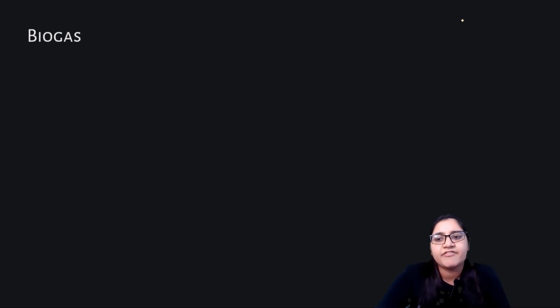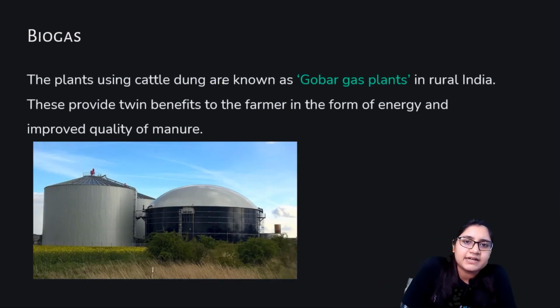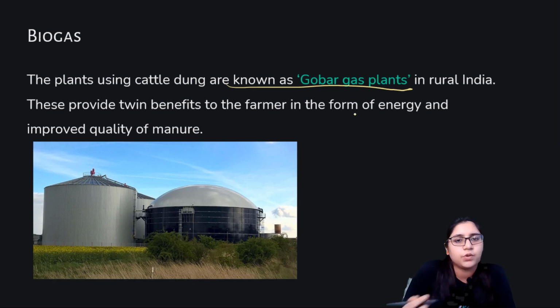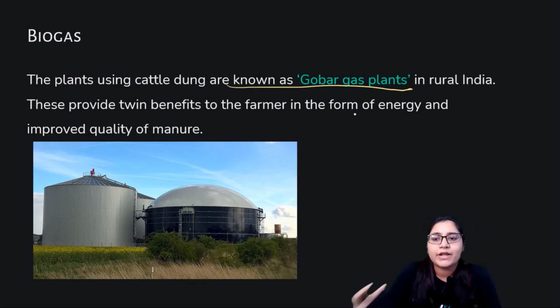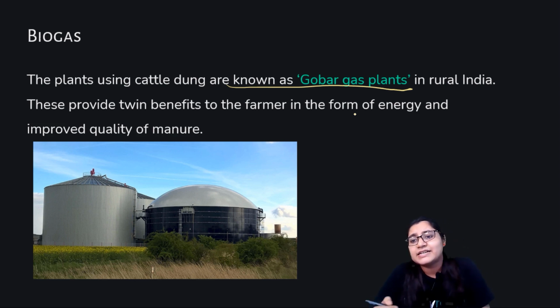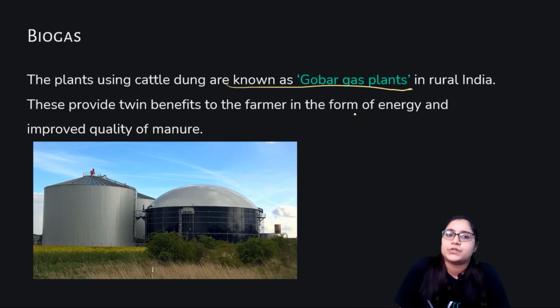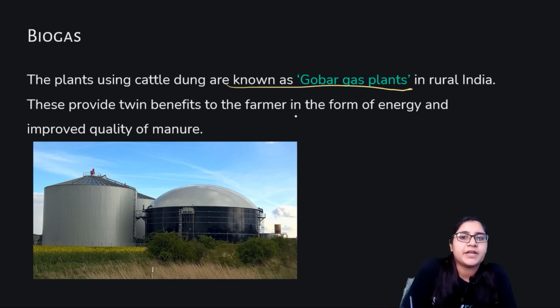Then we have biogas. The plants using cattle dung are known as gobar gas plants. You must be knowing about all this. Biogas is by far the most effective use of cattle dung. It improves the quality of manure and also prevents the loss of trees and manure due to burning of fuel wood and cow dung cakes. Biogas plants are set up at municipal, cooperative, and individual levels. These provide twin benefits to the farmer in the form of energy and improved quality of manure.